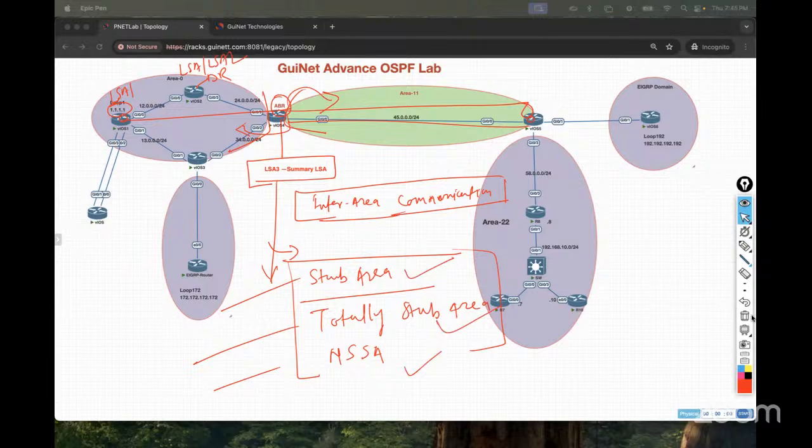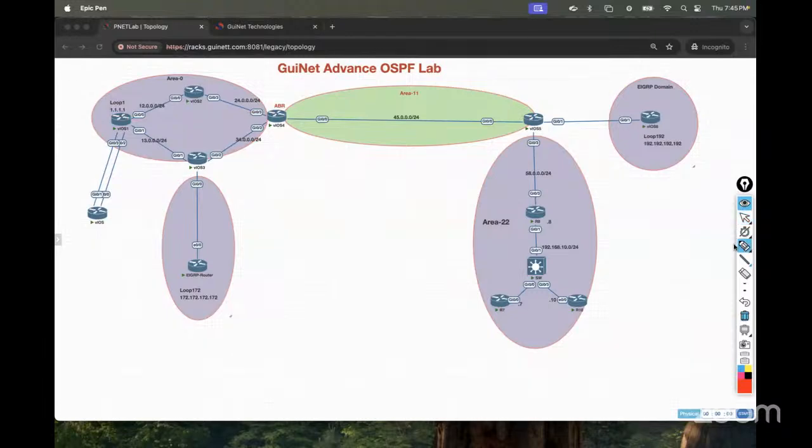So now we understand about the LSA3. Now it's time to understand about the LSA4. Okay.